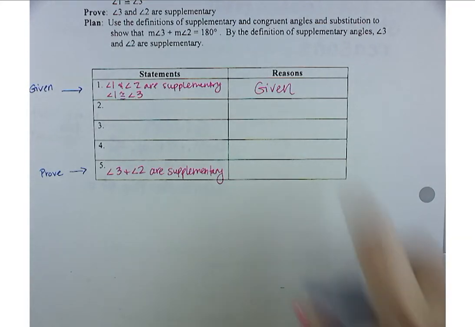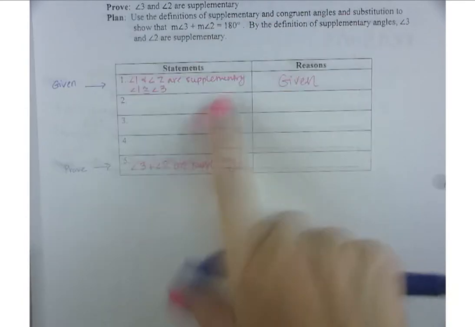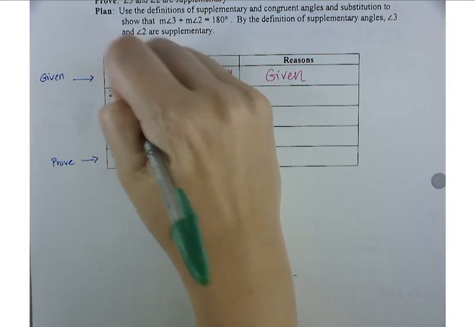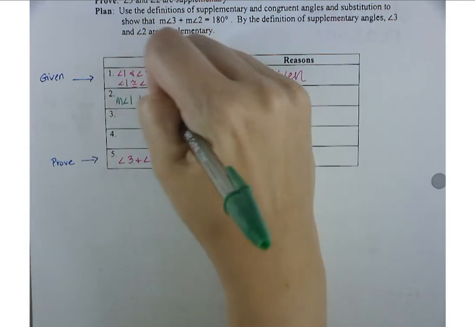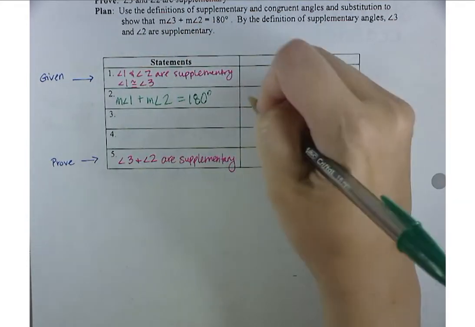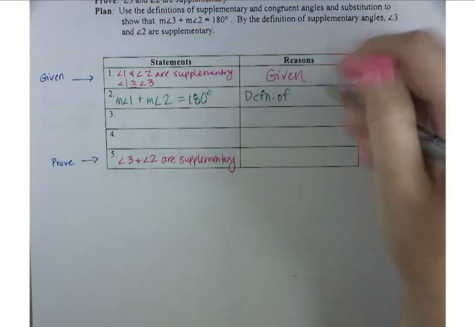So if we're going to use the definition of supplementary angles, if we know that angles 1 and 2 are supplementary, Luke, what else do we know? If they're supplementary, what does that mean? That together they equal 180. Okay, yeah, so together they equal 180. So I can say the measure of angle 1 plus the measure of angle 2 is going to be equal to 180 degrees, and that's just by the definition of supplementary angles.